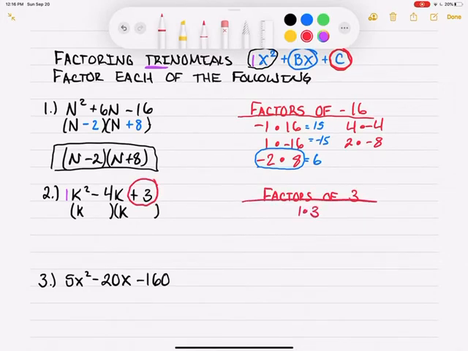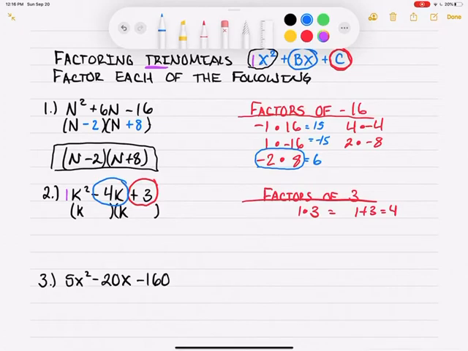Thankfully, 3 only has 1 pair of factors that work. If I add these up, though, this gets me positive 3. If I add these together, I get positive 4. 1 plus 3 is positive 4. What I need is actually negative 4 because my b term has a negative symbol in front of it.